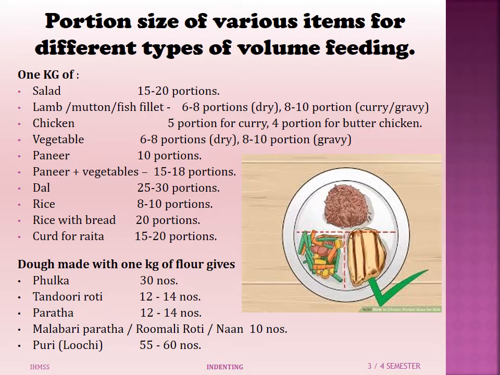Paneer 14 portions, paneer plus vegetable 15 to 18 portions. Dal 25 to 30 portions, rice 8 to 10 portions. Rice with bread will be 20 portions. Curd for raita will be 15 to 20 portions. Dough made with 1 kg of flour gives fulka 30 numbers, tandoori roti 12 to 14 numbers, paratha 12 to 14 numbers. Malabar paratha, rumali roti, naan gives you the yield of 10 numbers, puri or luchi will give you 55 to 60 numbers.